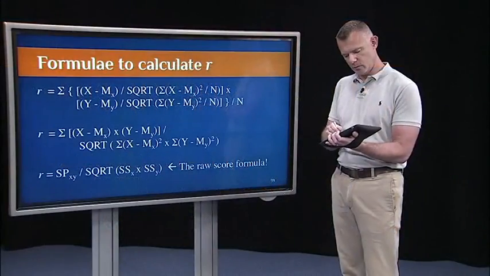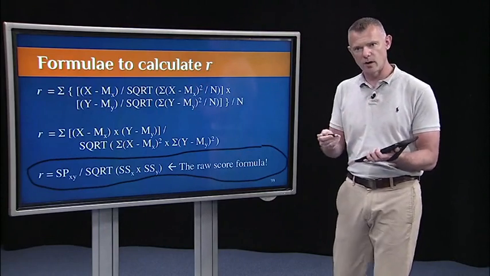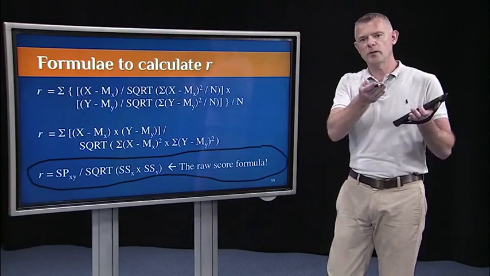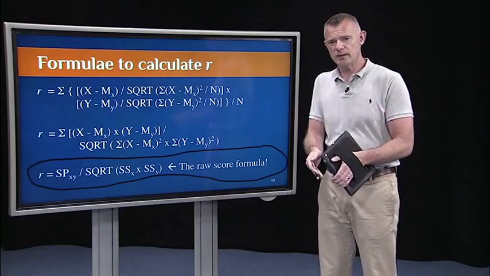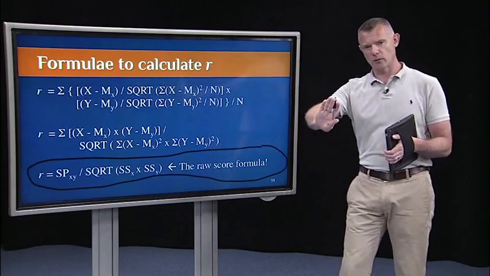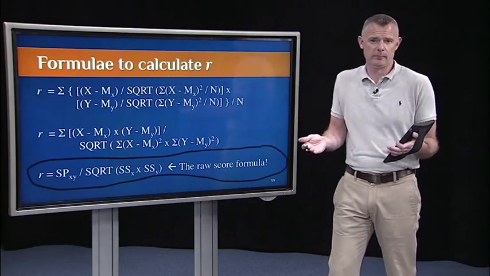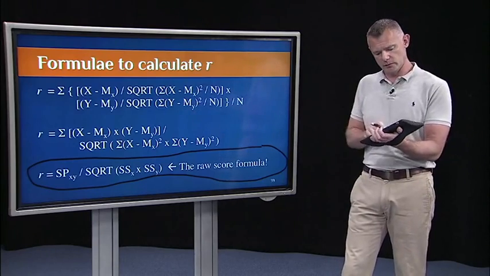And remember, go back to the very beginning of the math segment. That was the raw score formula. So we started with the raw score formula in simple form, unpacked it, went to the z-score formula, unpacked it, and brought it all the way back to the raw score formula to show they're the same thing. They're going to give you the same exact number, the correlation coefficient.